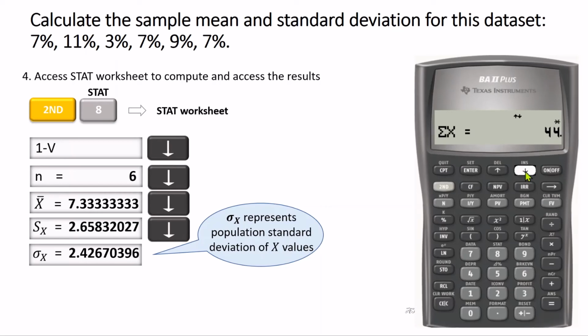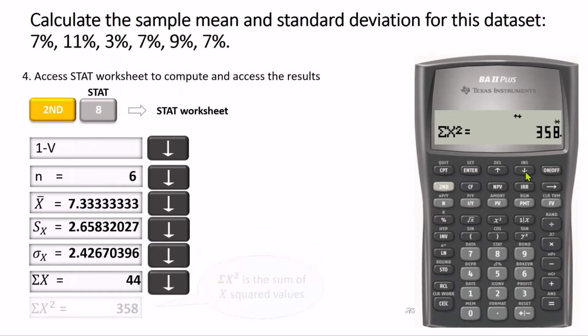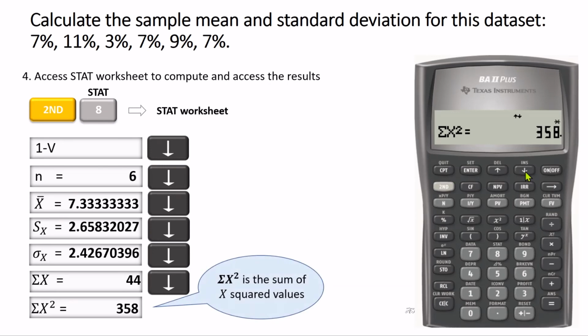We use the down arrow key. Sigma x is the sum of the x values. And if I use the down arrow, the last variable in the worksheet is sigma x squared, which is the sum of the x squared values.